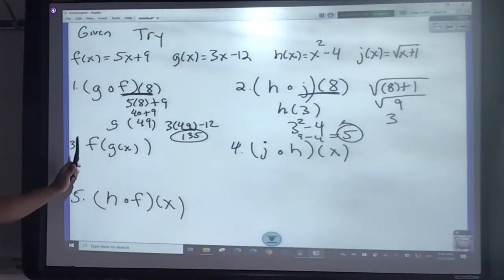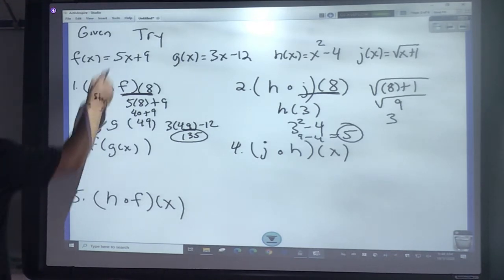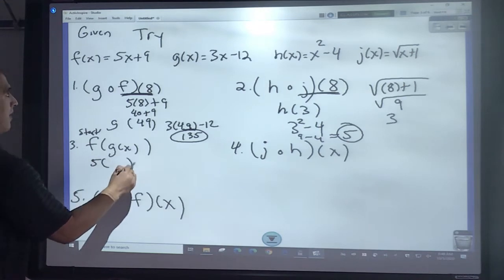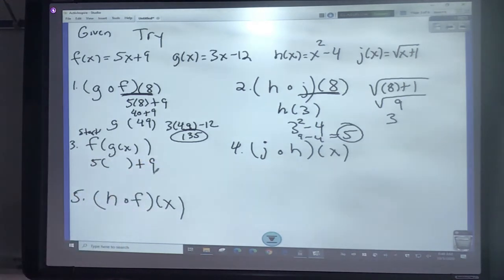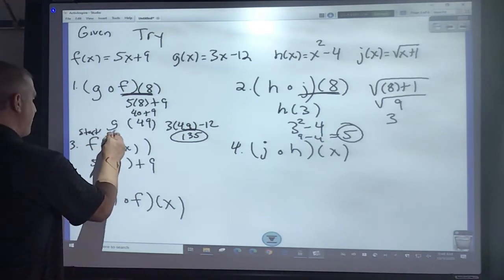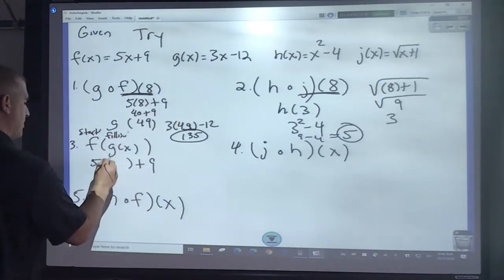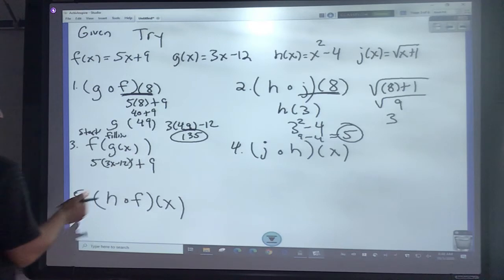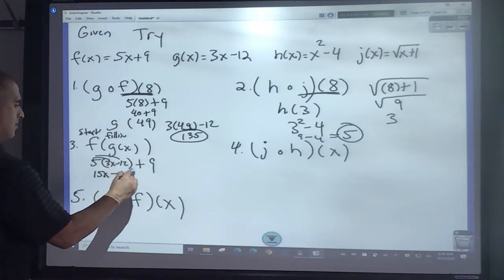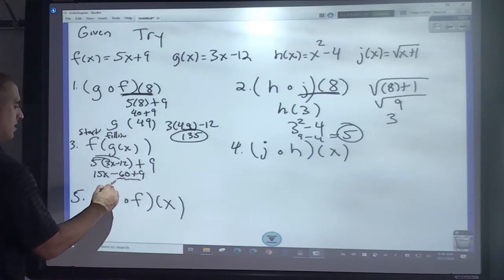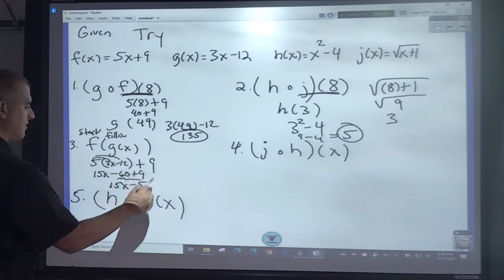Now, I'm going to start with this function, f. I'm going to put a blank spot where the x's were in that function. This is going to be my fill-in function, 3x minus 12. Now in this case, I just have to distribute, which would be 15x minus 60 plus 9. These are the only like terms, so 15x minus 51.